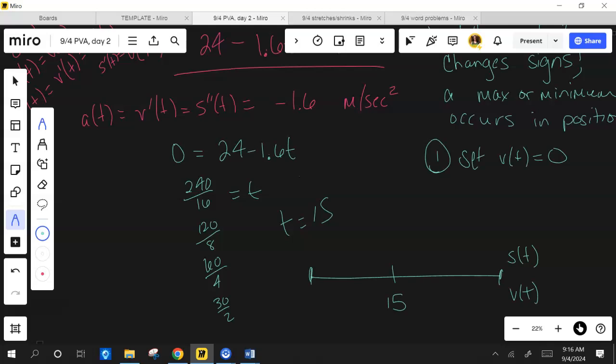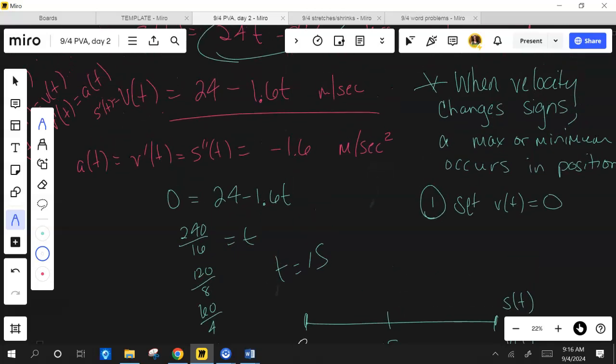Okay, so here's what I'm going to do. You're on the right track. I'm going to think, if I took a number, now I can't go below 0, right? I'm not going to go below 0 because time's not going to go below 0. I'm not a time traveler. I don't go back. What is the sign of velocity between 0 and 15?